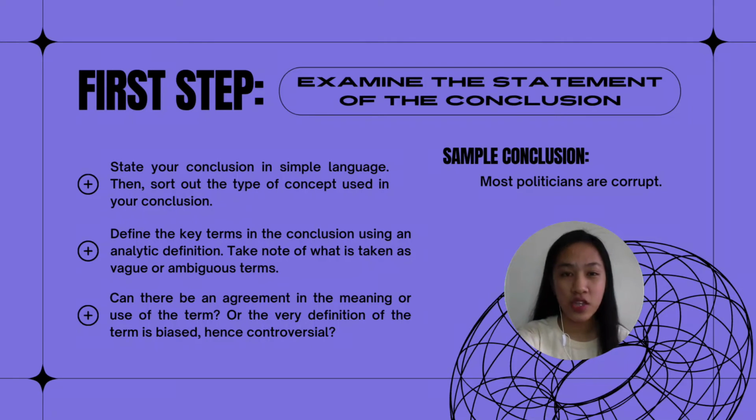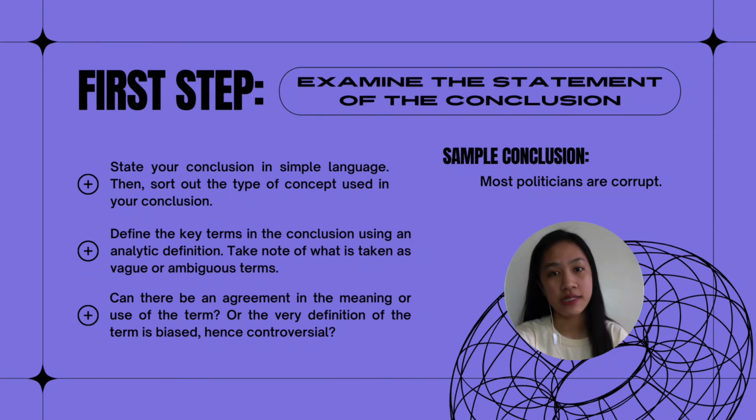Next is define the terms in the conclusion using an analytic definition. Bibigyan mo lang ng meaning yung mga terms na ginamit mo sa conclusion. Makatutulong ito para magkaroon ng common frame of reference. Then, take note of what is taken as vague or ambiguous terms. Kasi mahihirapan tayong mag-determine ng evidence kung may mga vague or ambiguous terms.